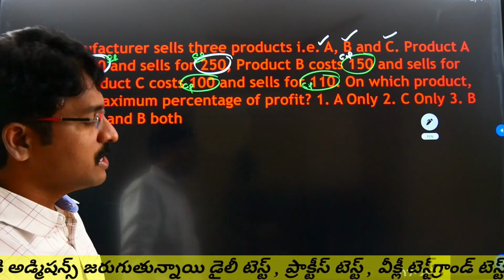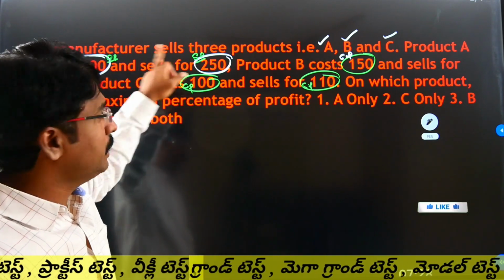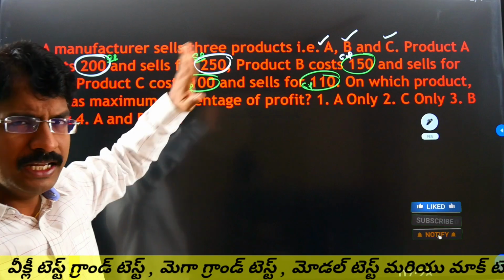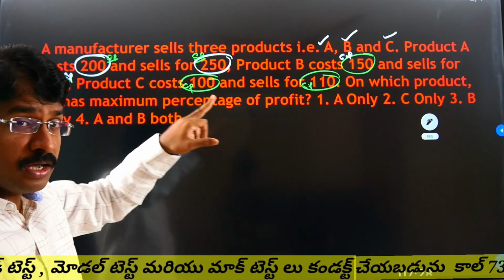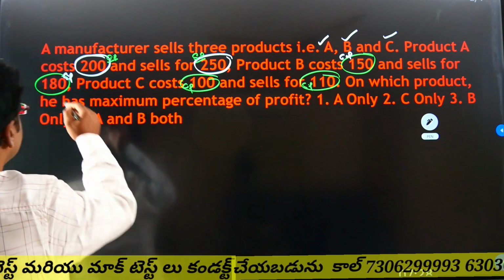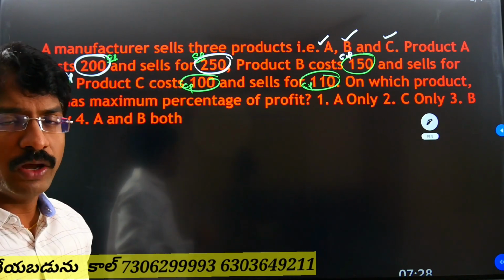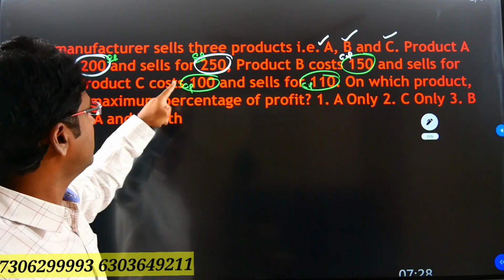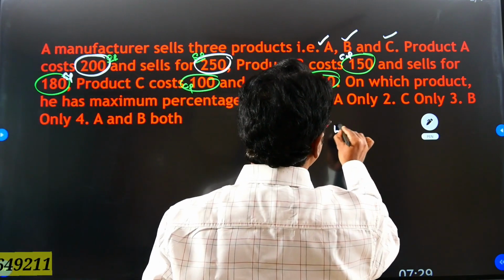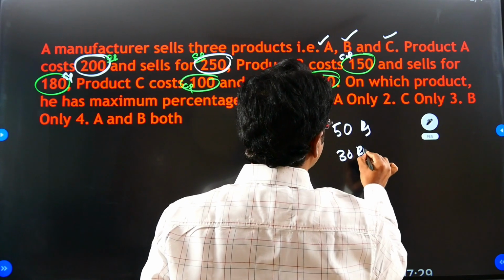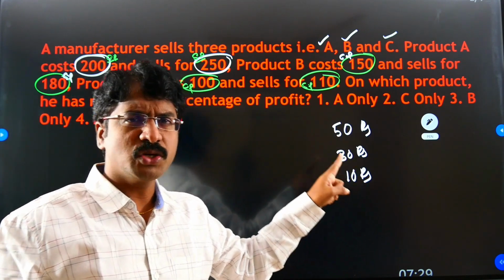If you observe, the first one has CP 200 and SP 250. That means how much profit? By reading the question, we can get 50 rupees profit. Second, product B, cost price 150 and selling price 180. That means 30 rupees profit. Product C costs 100 rupees and SP is 110, so 10 rupees profit. That means first product 50 rupees profit, second product 30 rupees profit, third product 10 rupees profit.